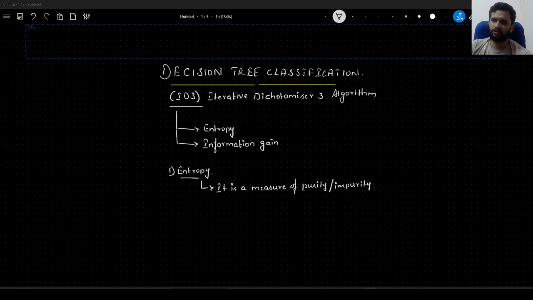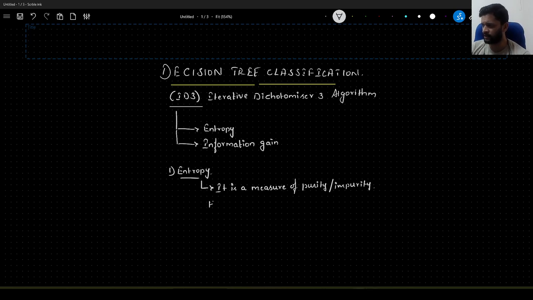So the ID3 algorithm basically makes use of two things. One is entropy and the other is information gain. Information gain is actually dependent on entropy. So first of all, let us understand what entropy is and how we can calculate it. Entropy can be understood as a measure of purity or impurity.